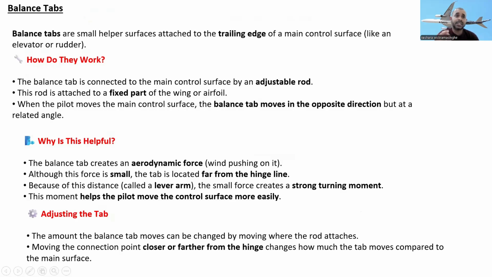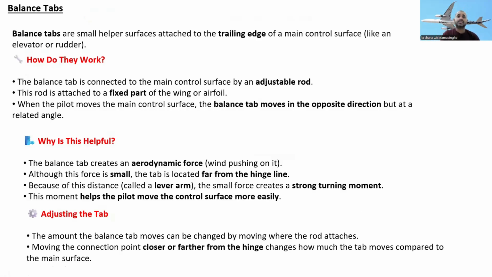Okay, now let's go to the balance tab. Balance tabs are small helper surfaces attached to the trailing edge of the main control surface, like an elevator or rudder. So how do they work? The balance tab is connected to the main control surface by an adjustable rod.